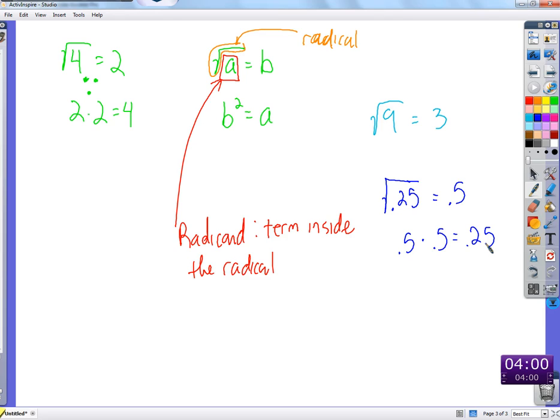We could even do a fraction. We could use the fraction 1 over 4, or we could use the fraction 9 over 16. What would be the square root of 9 over 16? What can you multiply by itself to get 9 over 16? Multiply straight across. What's that?